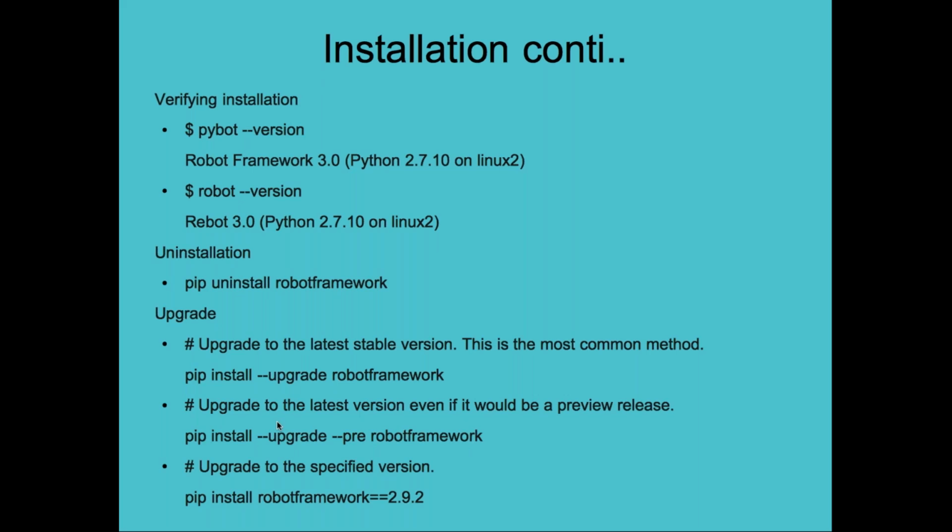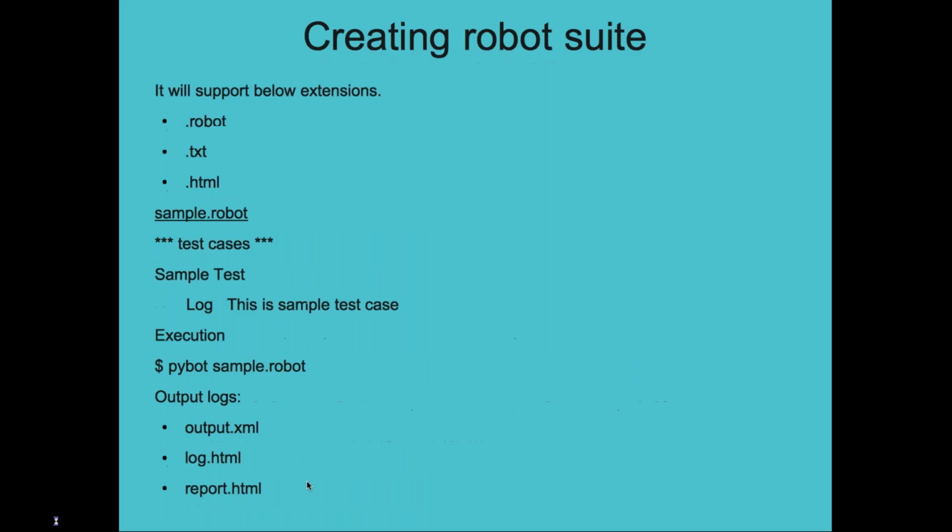Similarly, if you want to upgrade to the latest version, even if it is a preview release, so if it has some other release, then you can still upgrade to our latest version like pip install --upgrade --pre robot framework. So using these three, you can upgrade robot framework to latest or a specific version.